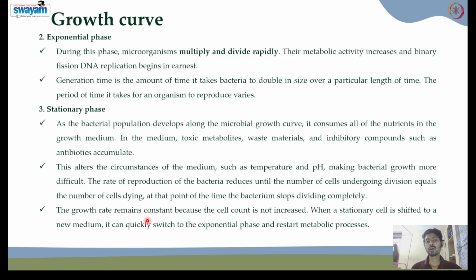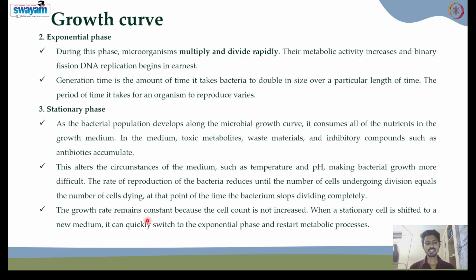Why is it so? Because the nutrients got exhausted. There will be a higher accumulation of toxic metabolites and waste materials, and sometimes inhibitory compound accumulation also, like antibiotics, which are all unfavorable for their growth. So the growth rate remains constant because the cell count is not increased.